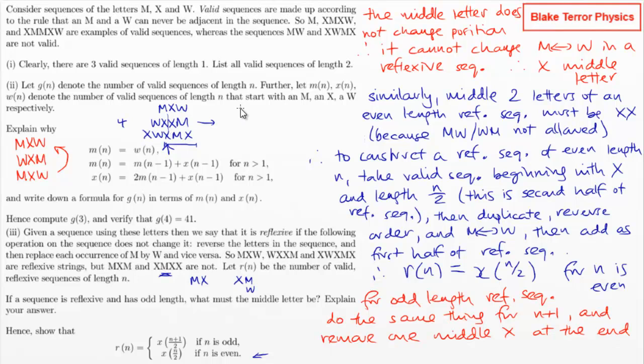Because we could just start off with an XMX, duplicate it, reverse the sequence, stick it on the front, XMX, change that M to a W, XWXXMX, and then just drop one of those X's, and then we're in there. Right, so that works as a process of doing it. So therefore, we're just going up to the next one up because we're doing an n plus 1. Therefore, Rn equals X(n plus 1) over 2 for n is odd.